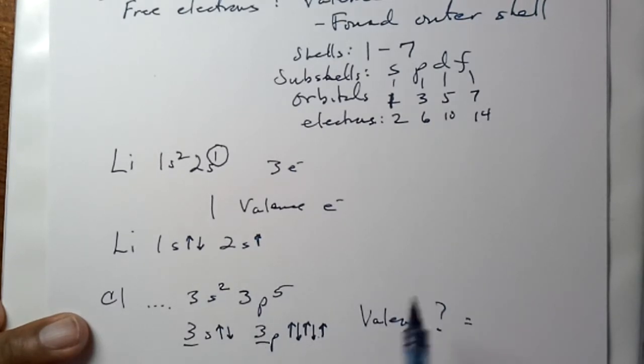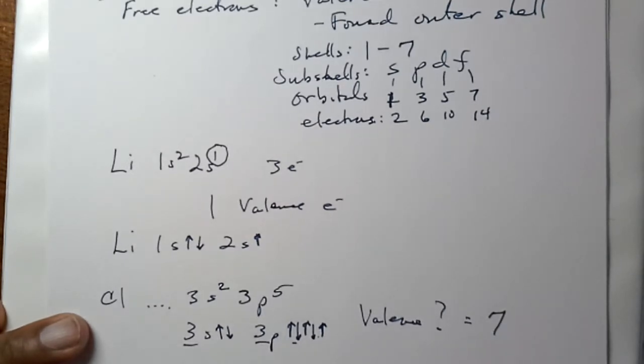This is the third shell. 2 here, 5 here. That's 7. We have 7 valence electrons in chloride.